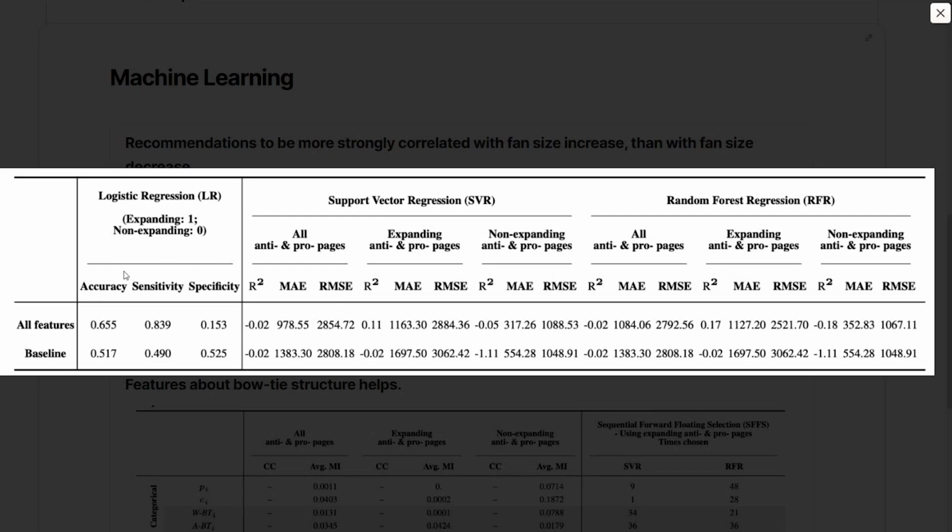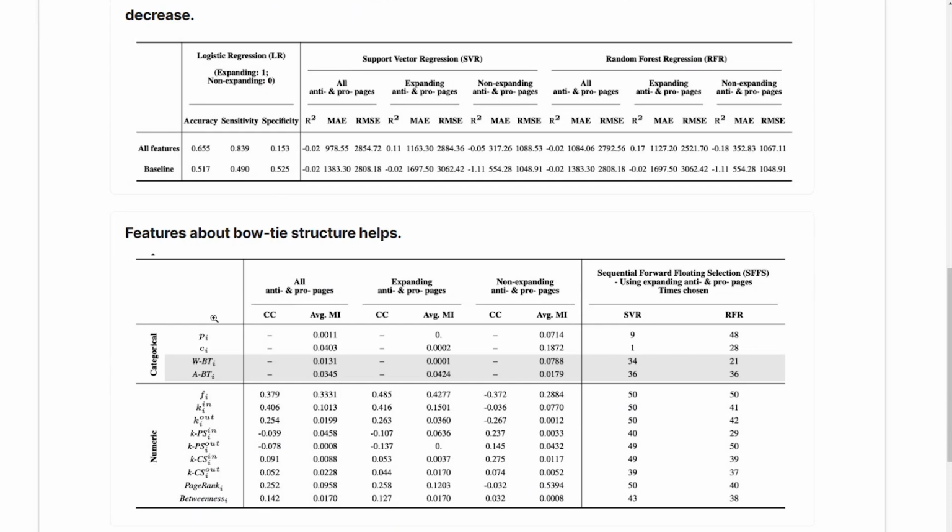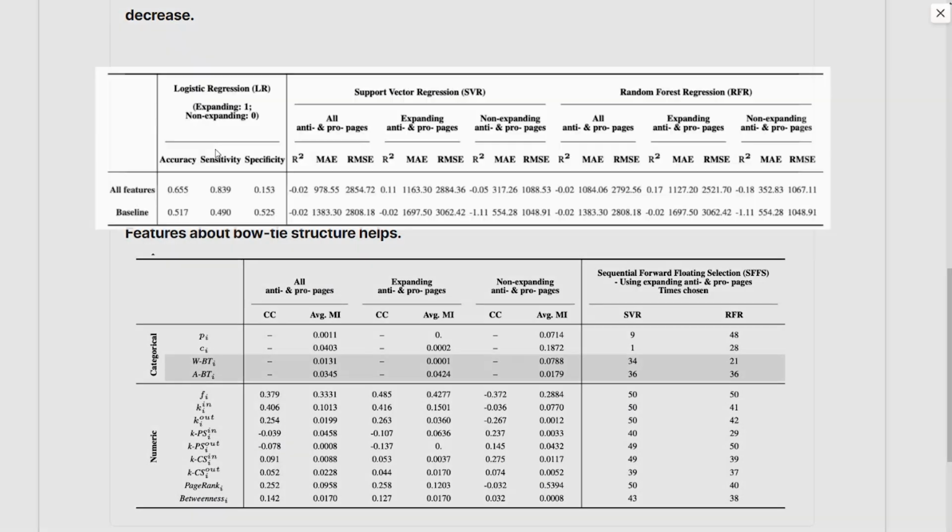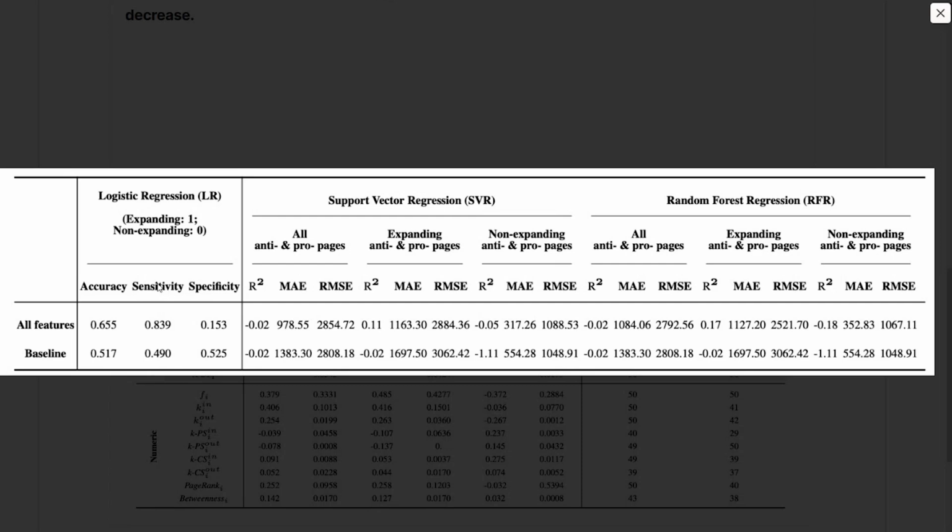Then we simply put all the relevant features in the network so that we can see whether we can do the prediction. The results show the probability for us to capture the pages that are expanding is around 83%, so it's quite a high probability. On the other hand, when we try to predict the pages that decrease, the probability is around 50%. So it's quite low. I think this confirms our prior that we can predict the fan size increase better compared with the fan size decrease.